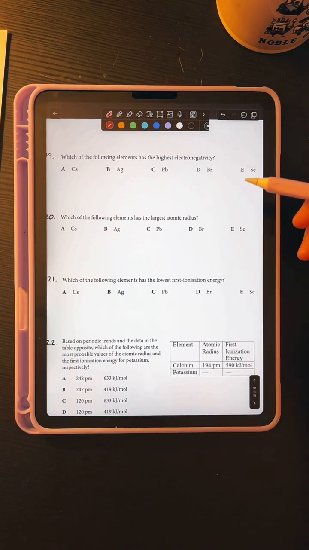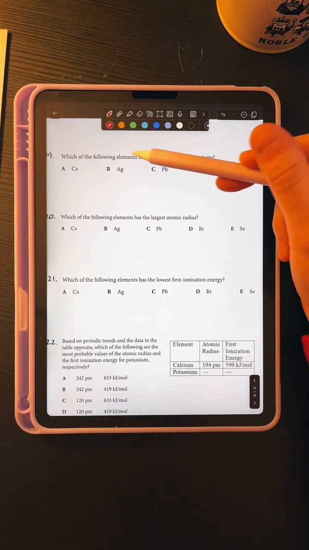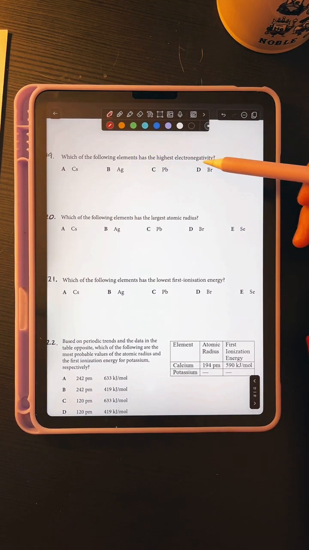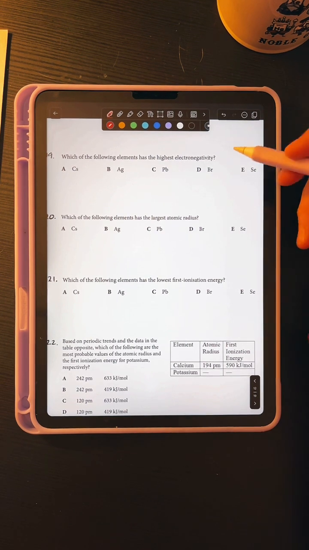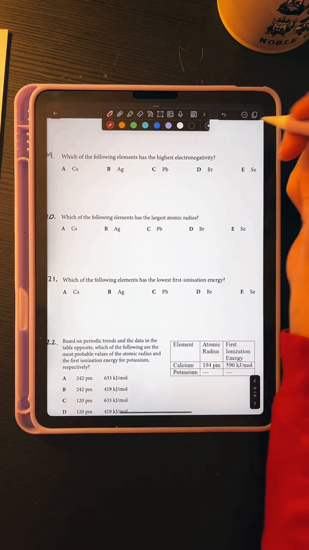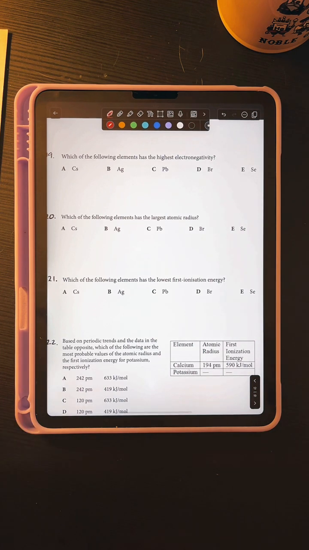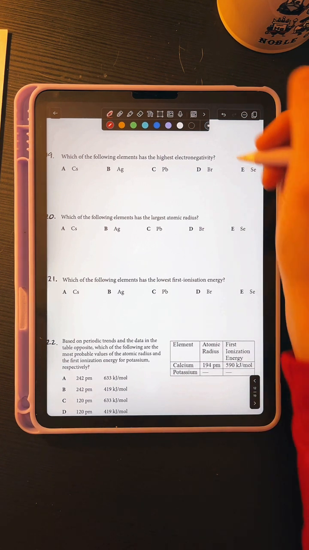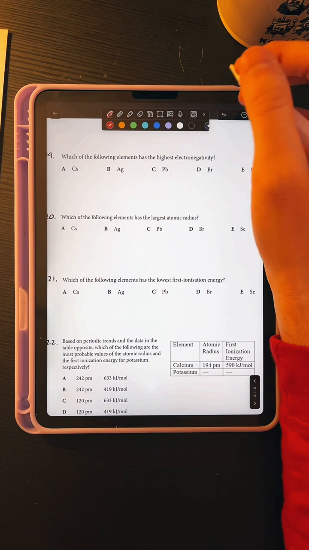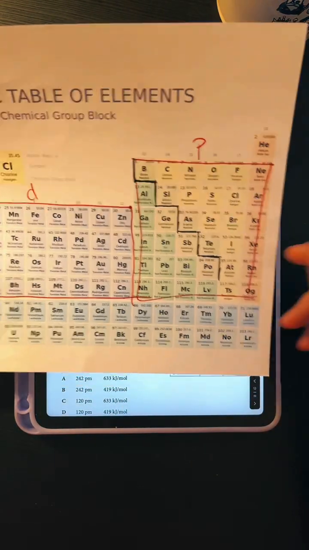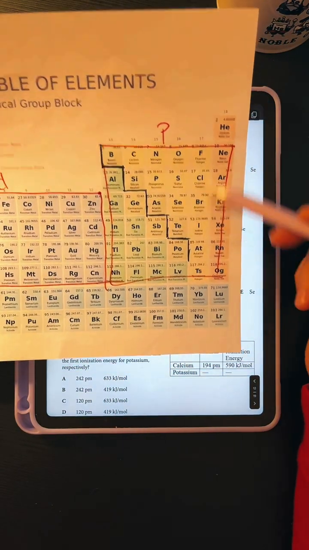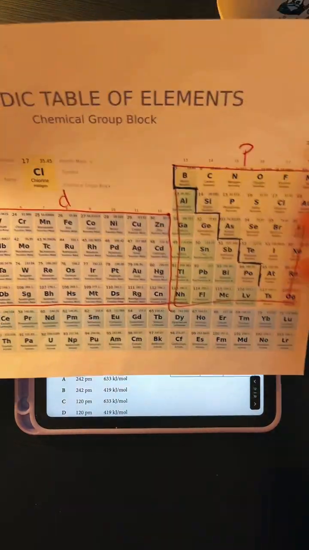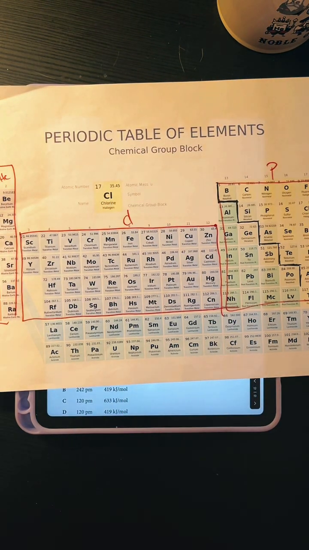So now let's talk about some trends on the periodic table. Which of the following elements has the highest electronegativity? So what is electronegativity? Well, electronegativity is the want for electrons. It really wants to have a negative charge. So something that wants to have a negative charge is going to be a nonmetal, because those form negative charges. It wants to gain electrons, essentially.